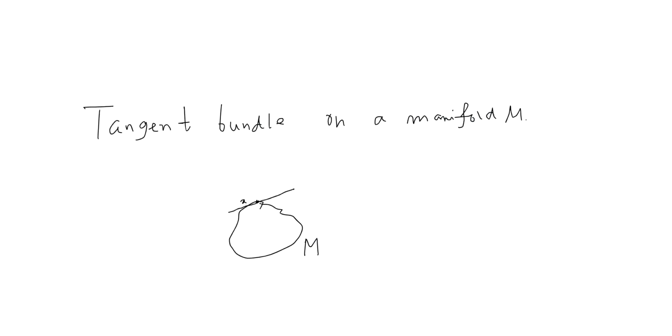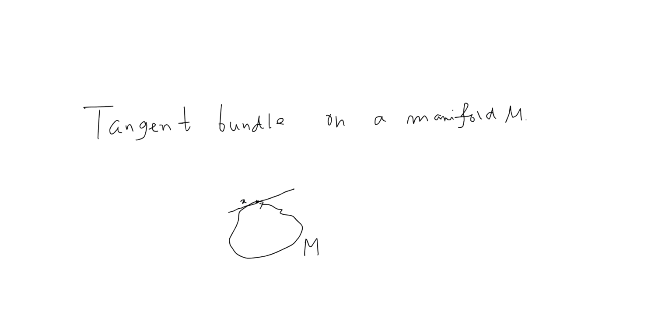So a tangent bundle on a manifold M. Suppose you have some manifold M, and then you have a particular point X on that manifold, and on that point you have a well-defined tangent space. So you can take some basic examples to visualize this thing.